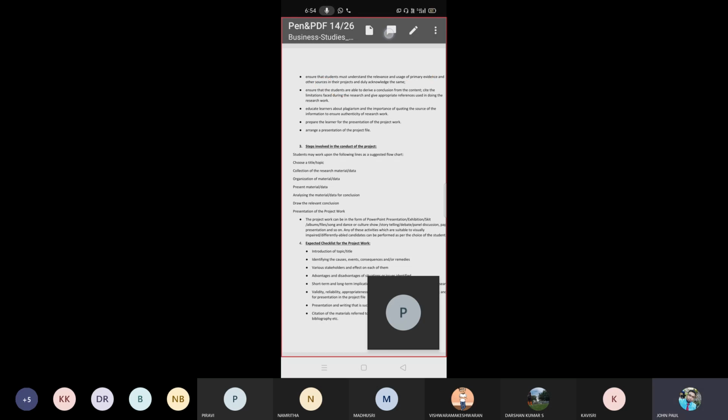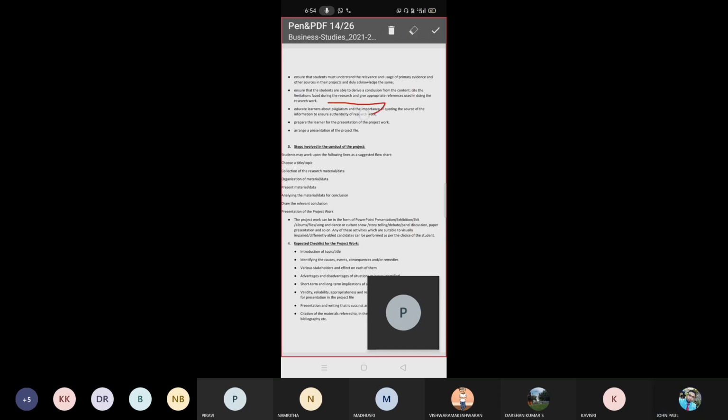So ensure the students are able to derive a conclusion from the content, and the limitations faced during the research. Okay. Educate learners about plagiarism and the importance of quoting the source of information to ensure authenticity of research work. Do you know what plagiarism is? We are not supposed to copy and paste from the internet. So that is what plagiarism is.